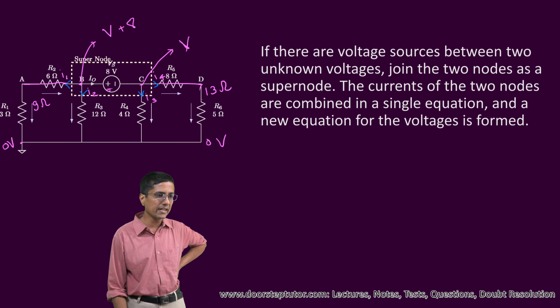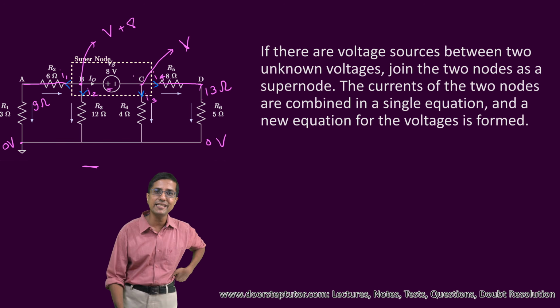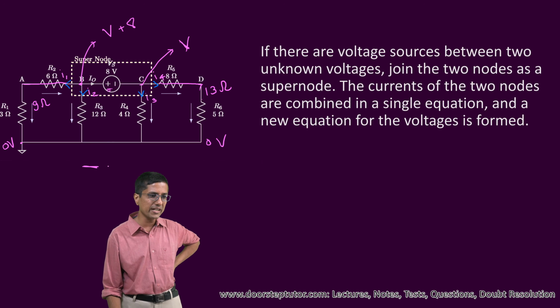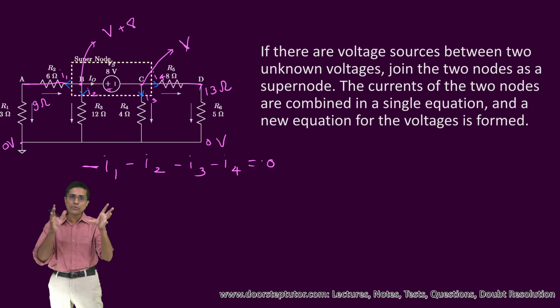Now what about the current I1? First, let us write the equation for all the currents. All the currents, I take them as leaving. This battery I completely ignore when writing the current equation. I treat B and C as the same node, as a single node, when writing the current equation. So what would be the current equation in that case? It will be I1 minus I2 minus I3 minus I4 equal to 0, with currents leaving.